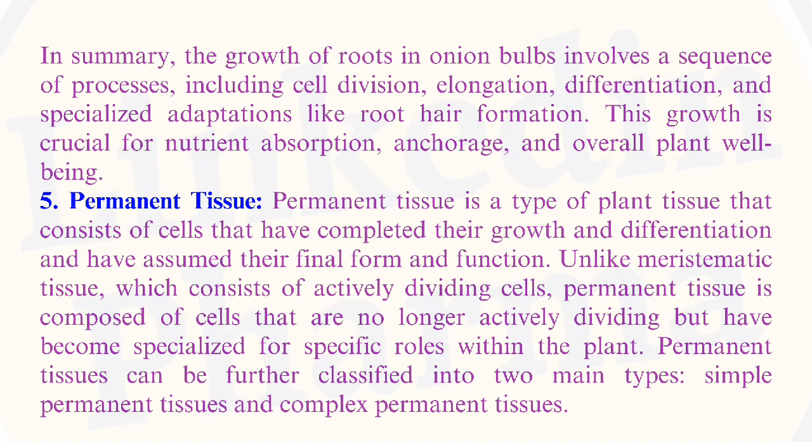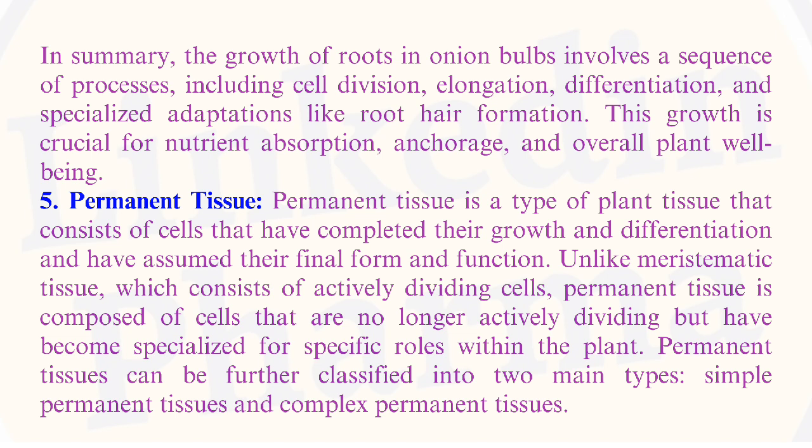In summary, the growth of roots in onion bulbs involves a sequence of processes, including cell division, elongation, differentiation, and specialized adaptations like root hair formation. This growth is crucial for nutrient absorption, anchorage, and overall plant well-being.